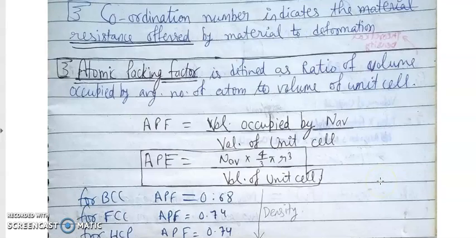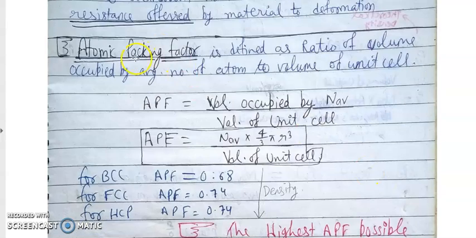Now the next third thing we are going to study is atomic packing factor, APF. It is defined as the ratio of the volume occupied by the average number of atoms to the volume of the unit cell. The formula is N_av into 4 by 3 pi r cube divided by the volume of the unit cell. For BCC the atomic packing factor is 0.68, for FCC it is 0.74, while for HCP it is the same, 0.74.